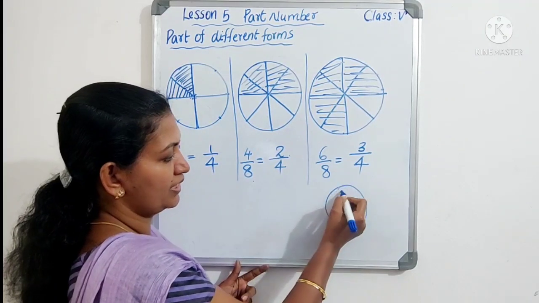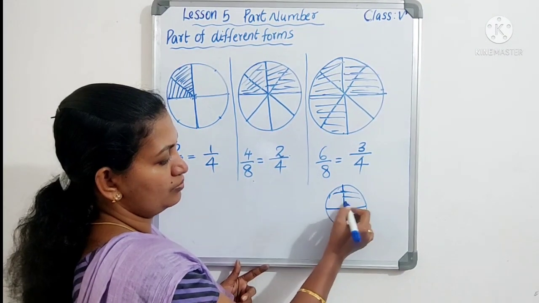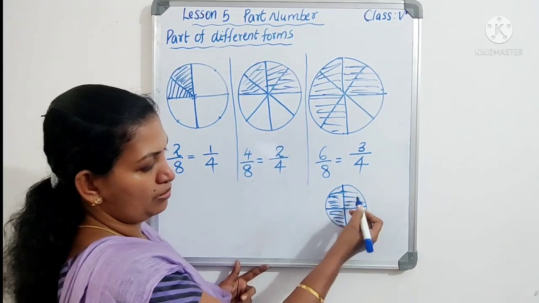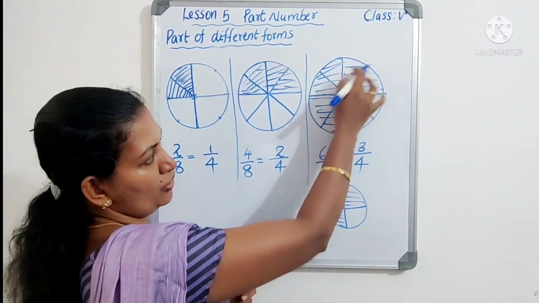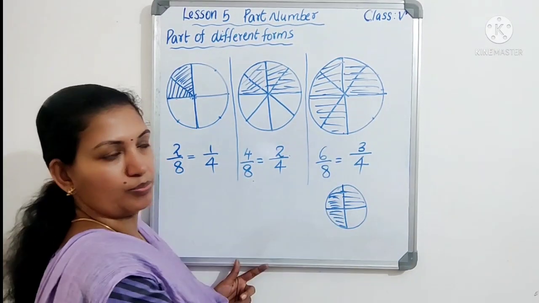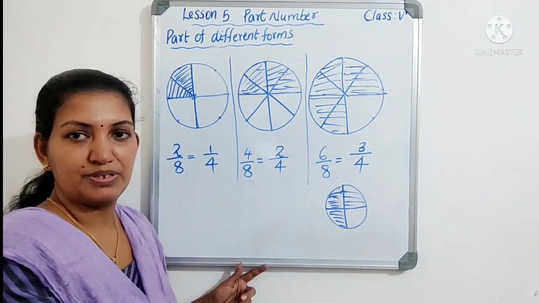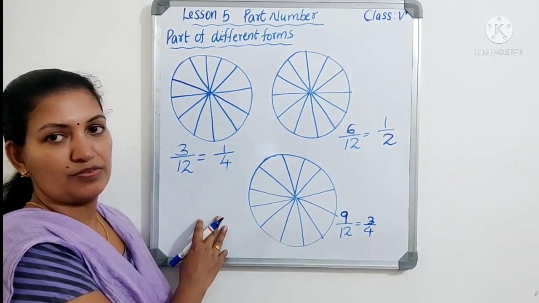3 by 4 is a circle with 4 equal parts. 3 parts shaded, 3 by 4. Then you shade 4 equal parts, 3 by 4. So 6 by 8 and 3 by 4 both are the same. Okay, all of you. Next, using this picture find the equivalent fractions.